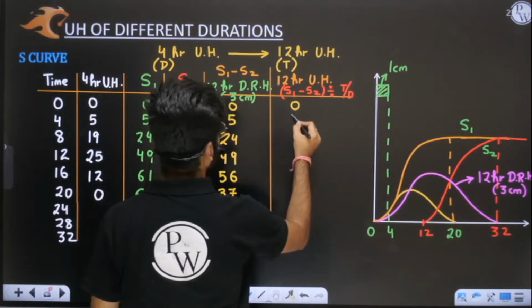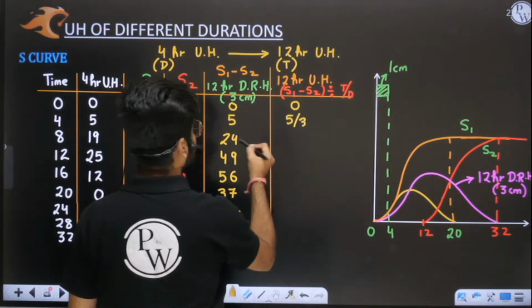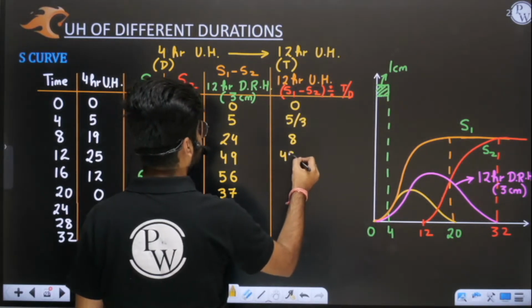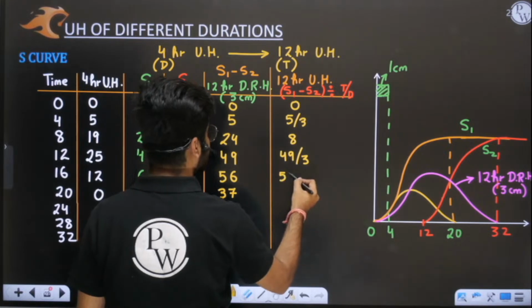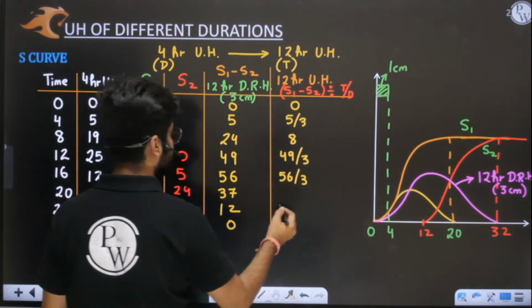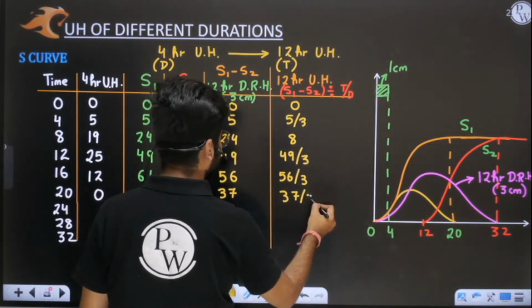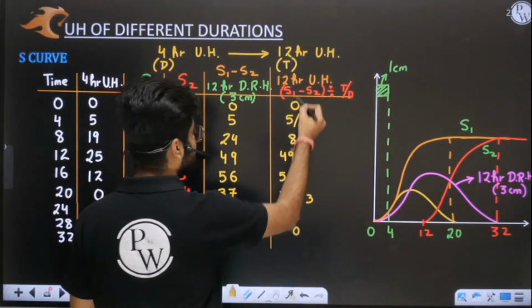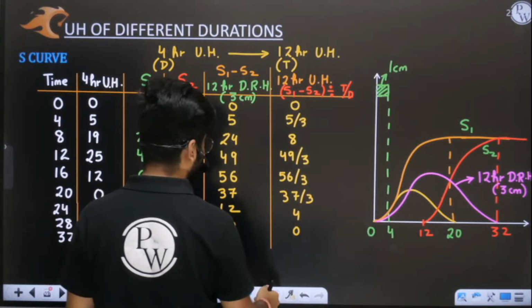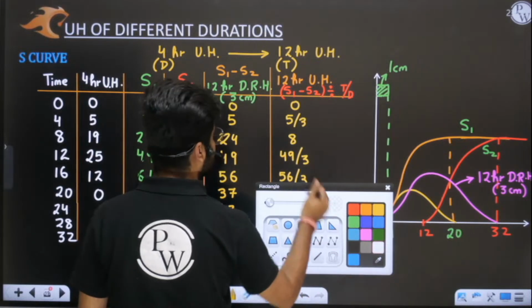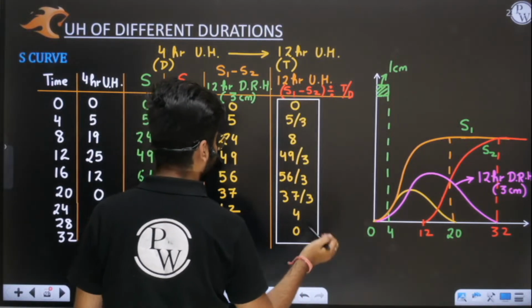So this is 0. This is 5 by 3. This is 8. This is 49 by 3. This is 56 by 3. This is 37 by 3. This is 4. This is 0. So this is your 12-hour unit hydrograph which you wanted to obtain.